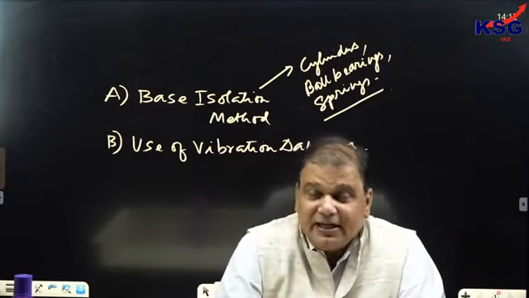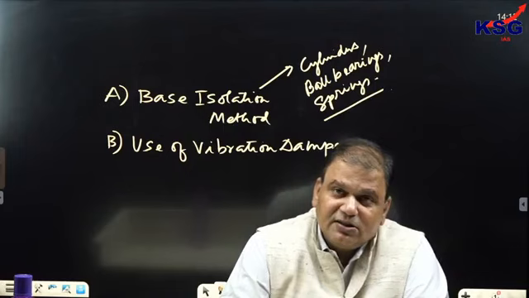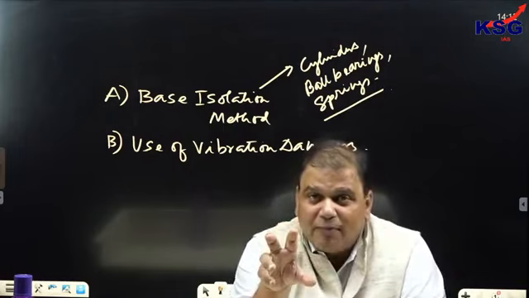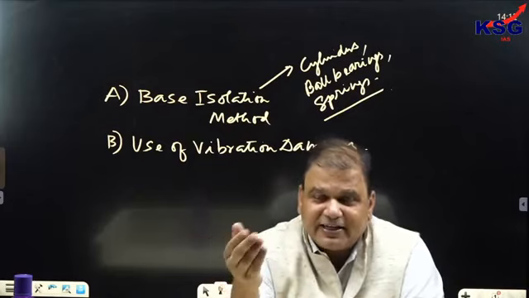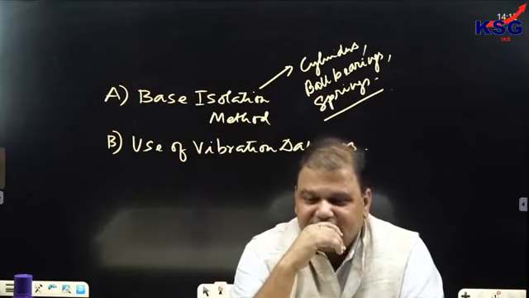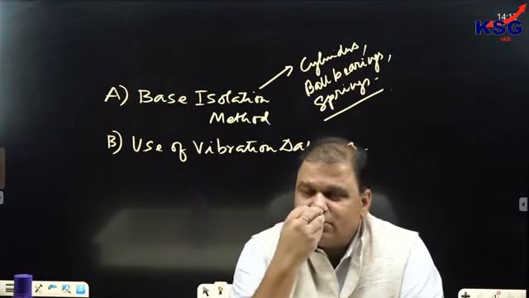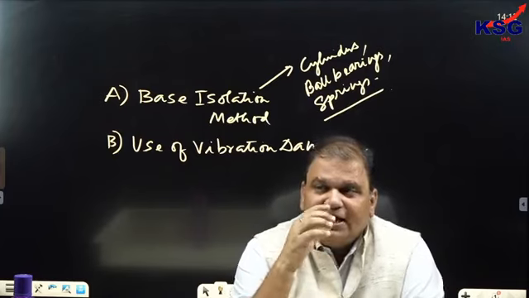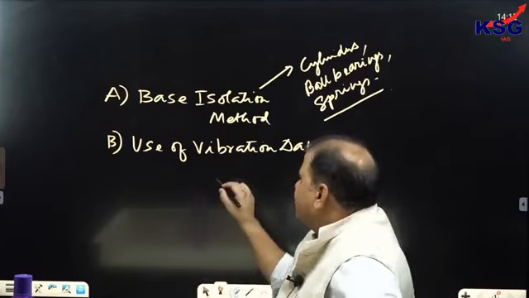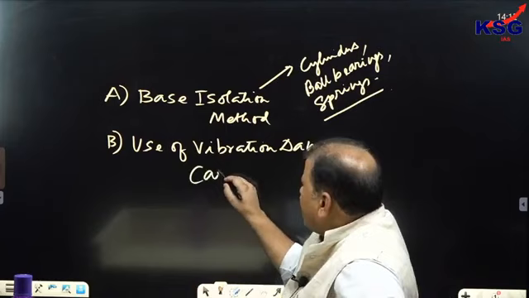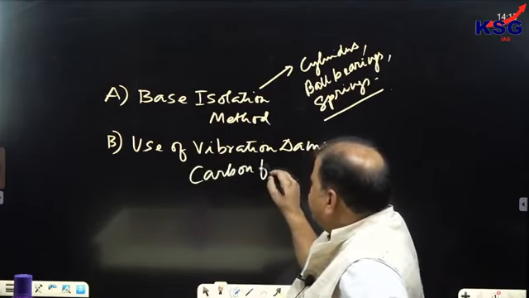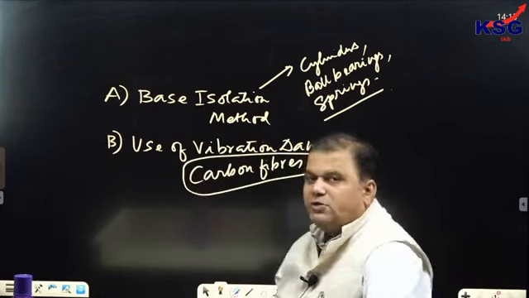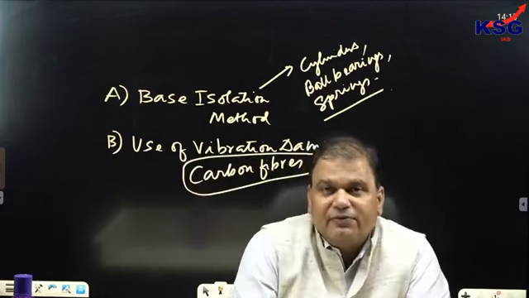But in the second case, vibration dampers like carbon fibers are used, which absorb the seismic waves.